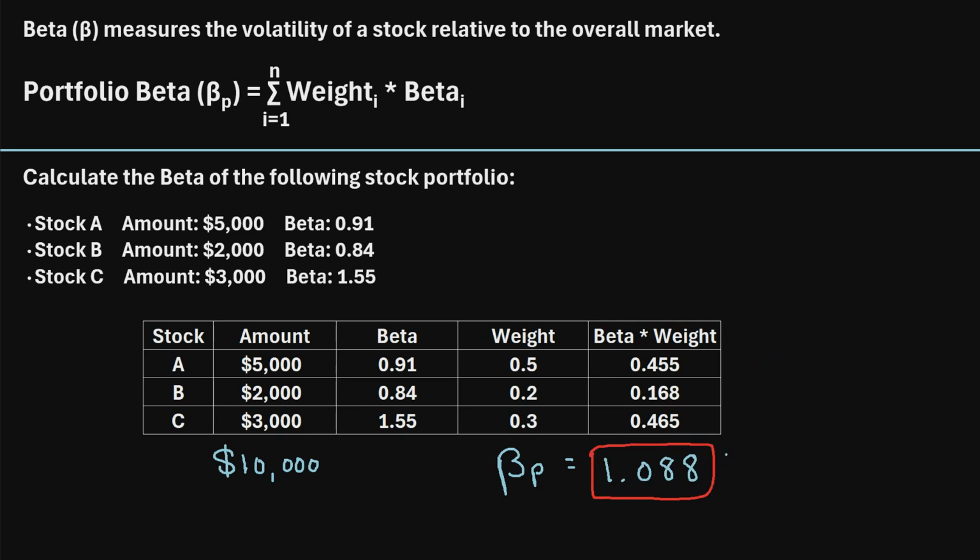We can see that the beta is greater than 1, so that means it's more volatile than the overall market. Specifically, if the overall market went up by 1%, we would expect this portfolio to go up by 1.088%. And if the market went down by 1%, we would expect this portfolio to go down by 1.088%. So it's more volatile than the overall market. That was just a quick example of how to calculate the beta of a stock portfolio.